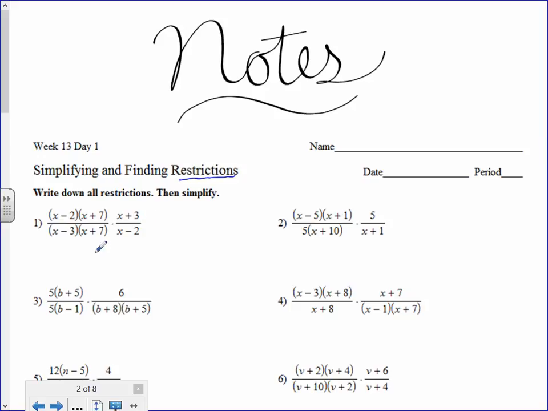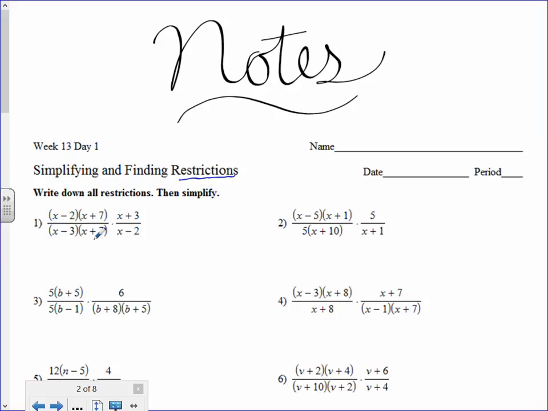So, what number right here would make this 0? 3. Why? Because 3 minus 3 is what? Now, watch this. That would make the whole denominator 0. Here's why. That would be 0 times, it doesn't matter what this is, and it doesn't matter what that is, because 0 times anything is what? 0. So if 0 is in any one of these denominators, the whole thing is going to be undefined. We can't have that. So we have to restrict certain numbers. We have to ban certain numbers from the club.